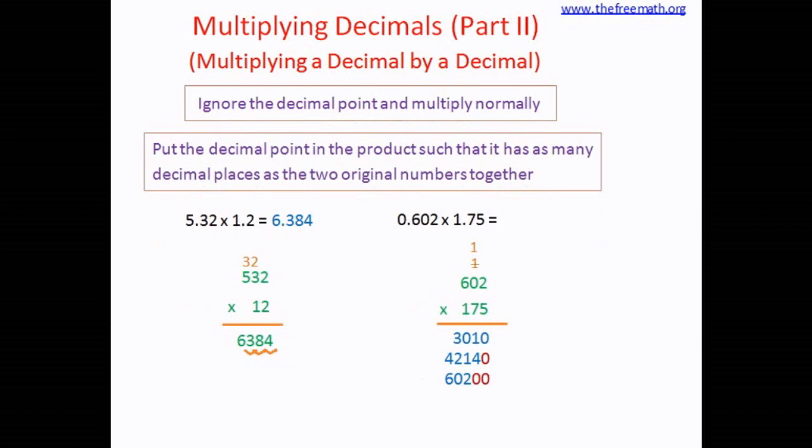Let's add these three numbers. 0 plus 0 plus 0 equals 0. 1 plus 4 plus 0 equals 5. 0 plus 1 plus 2 equals 3. 3 plus 2 equals 5. 6 plus 4 equals 10.